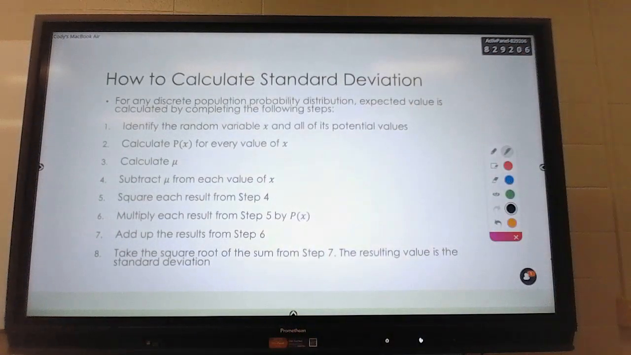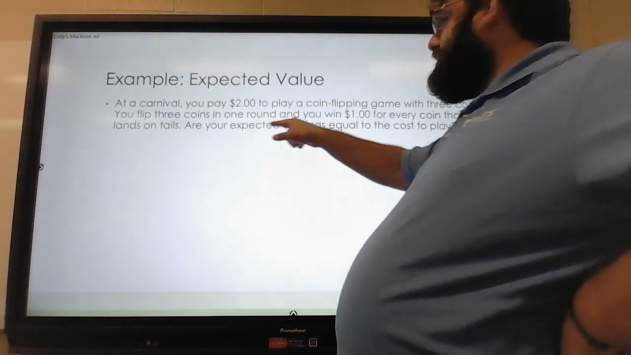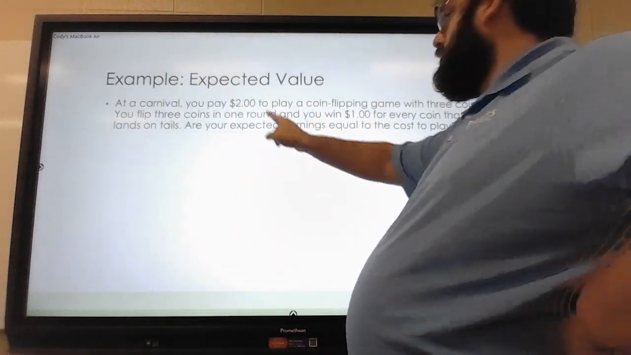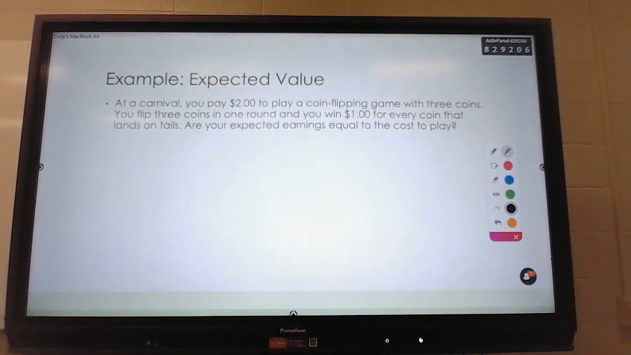Okay. Let's look at an example so we can see what that looks like. At a carnival, you pay $2 to play a coin flipping game with 3 coins. You flip 3 coins in 1 round, and you win $1 for every coin that lands on tails. Are your expected earnings equal to the cost to play? In other words, is the expected value equal to this amount?